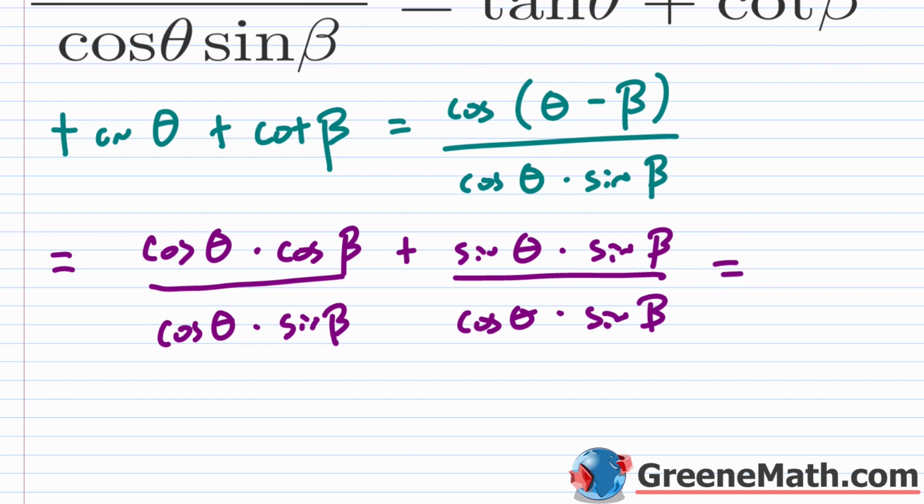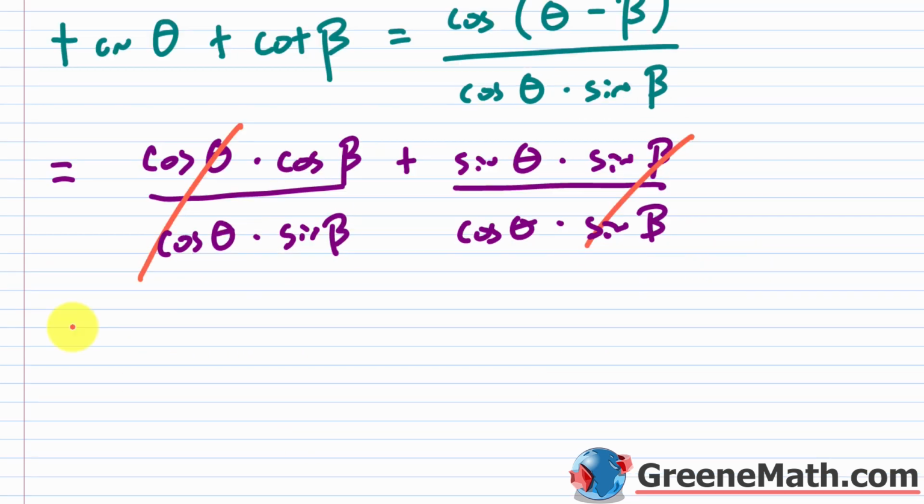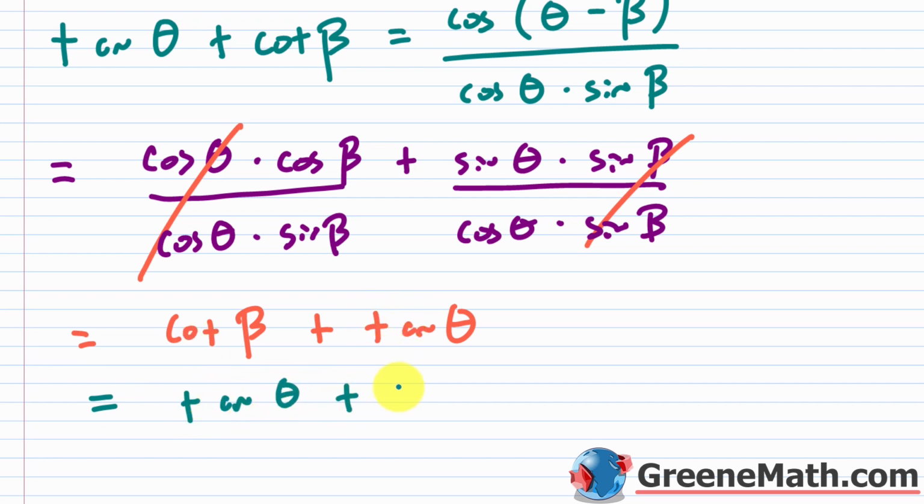So from here, what I would do is actually cancel this and cancel this. So what you have now is the cosine of beta over the sine of beta. That's going to be the cotangent of beta. And then plus the sine of theta over the cosine of theta is the tangent of theta. So we're almost there. Remember, the order was flipped, so we want to match that. We're just going to change the order of the addition here and say this is the tangent of theta plus the cotangent of beta, and we're done.